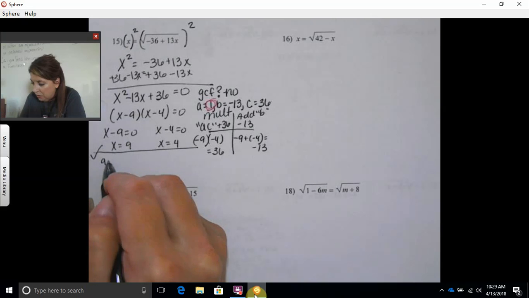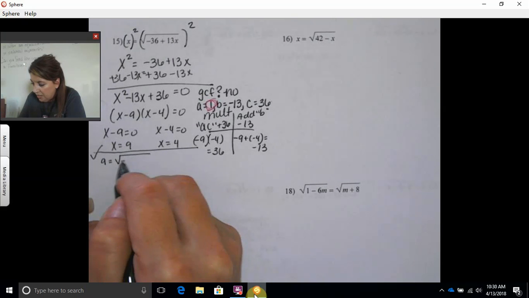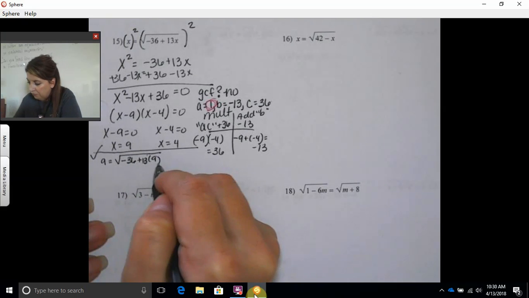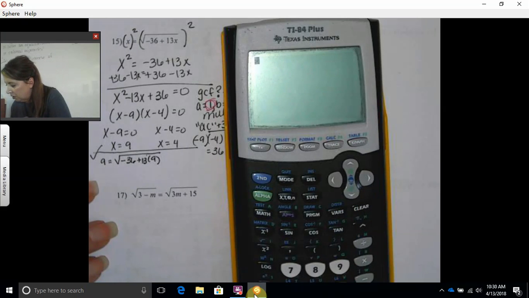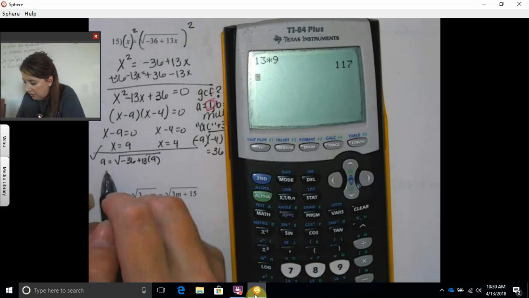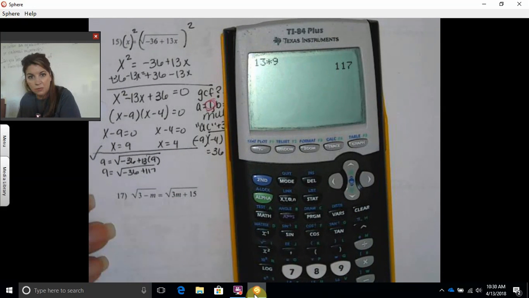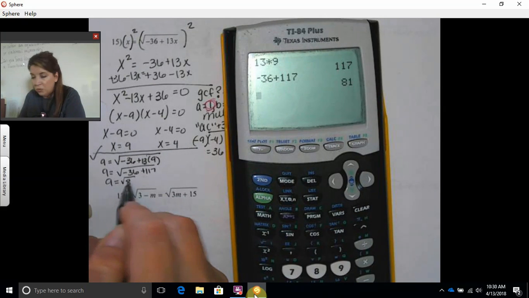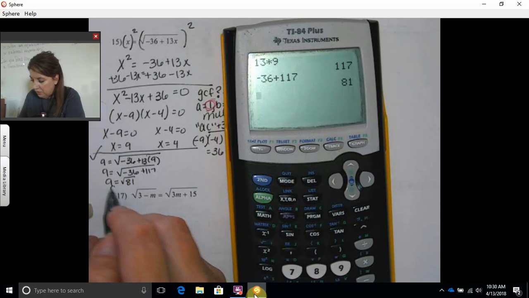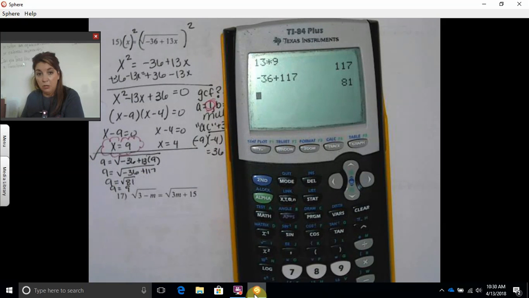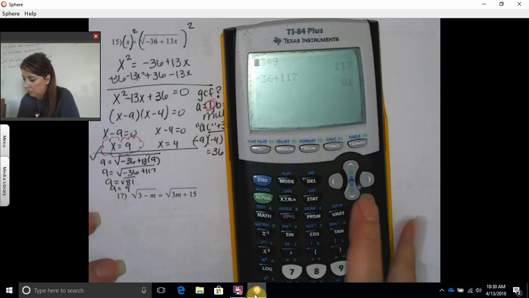So that would be 9 equals the square root of negative 36 plus 13 times 9. 13 times 9 is 117. So negative 36 plus 117 is 81. And what's the square root of 81? 9 equals 9. So we know 9 is a solution. Does that automatically mean that 4 is not? Can we have 2? Yeah. I'm going to check it anyway.